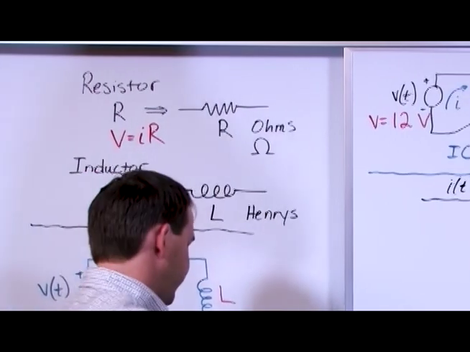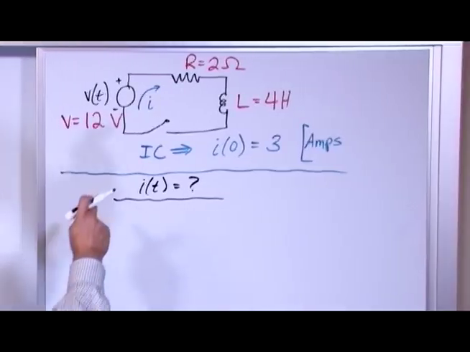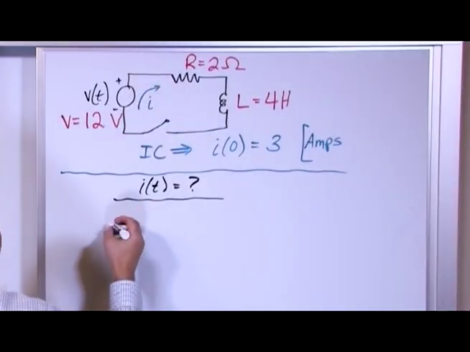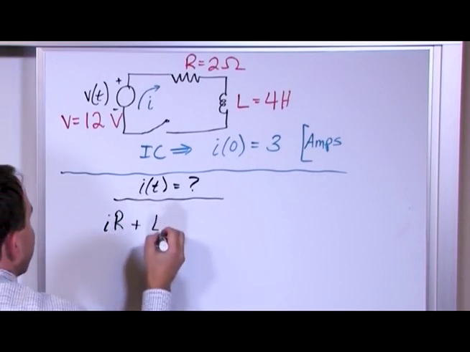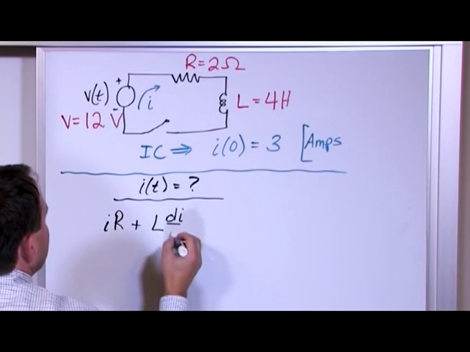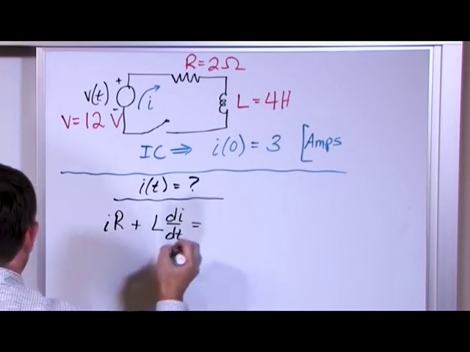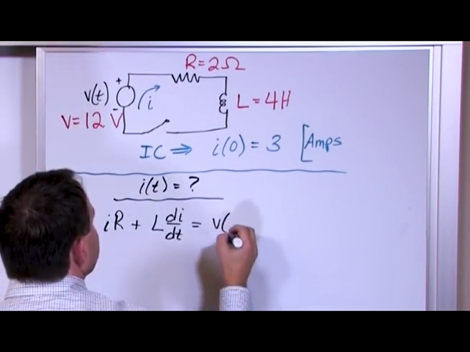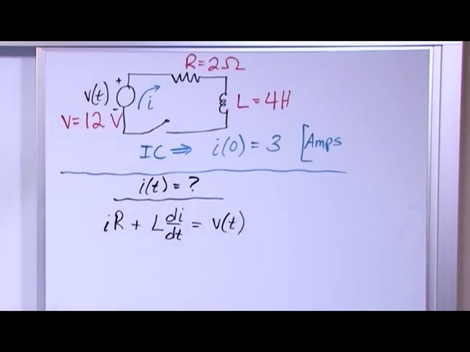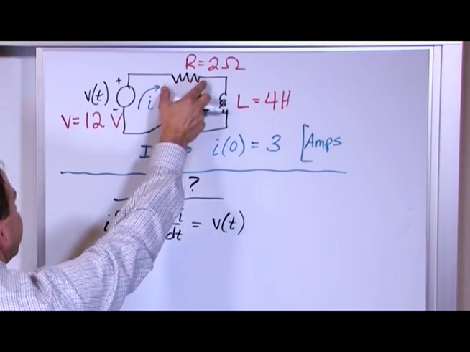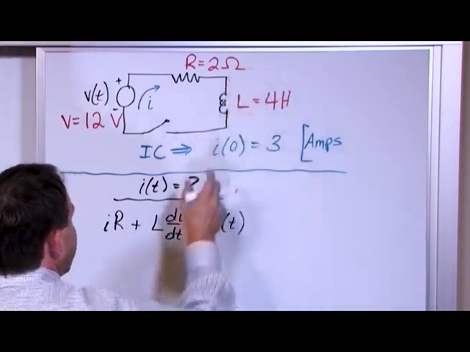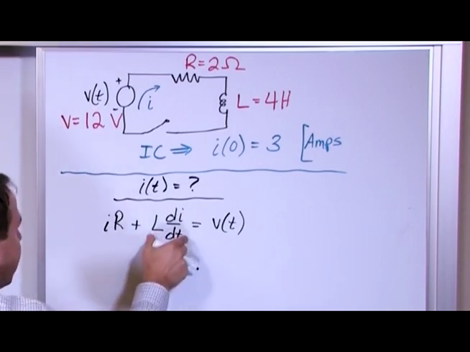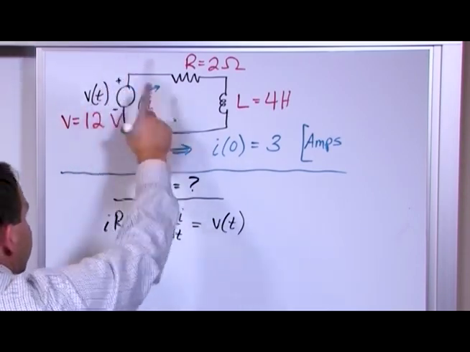So if we wanted to write a differential equation, let's just start at this point. Let's say, I times R plus L di dt is equal to V of T. This is the general differential equation. Now make sure you really understand this. What this is saying is that the voltage drop across this resistor, which is I times R, plus the voltage drop across this inductor, which is L times di dt, is going to be equal to the voltage across the source, which is V of T.